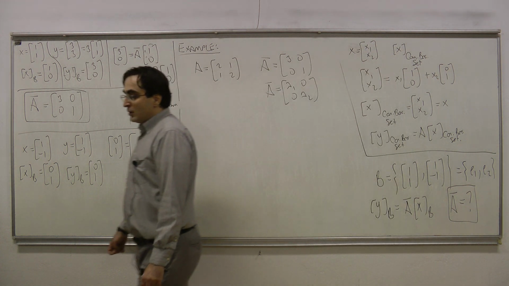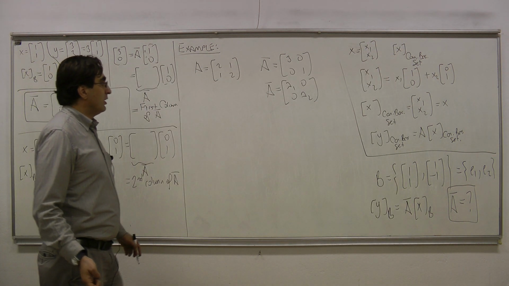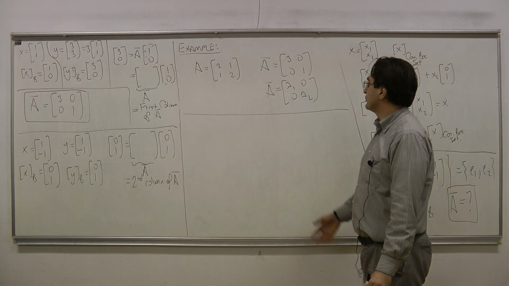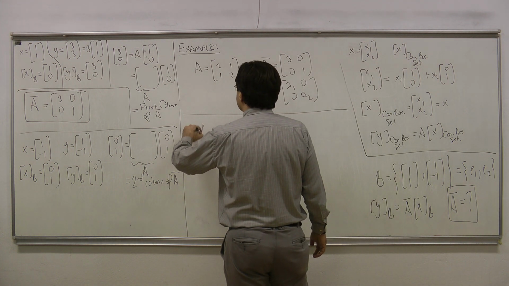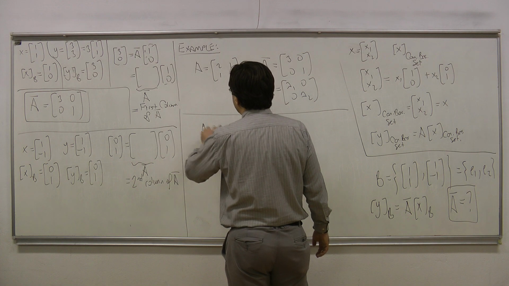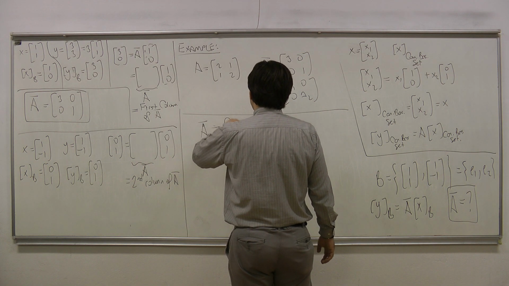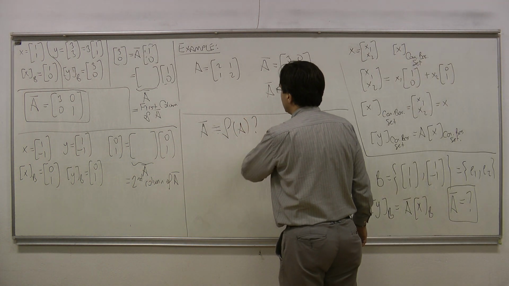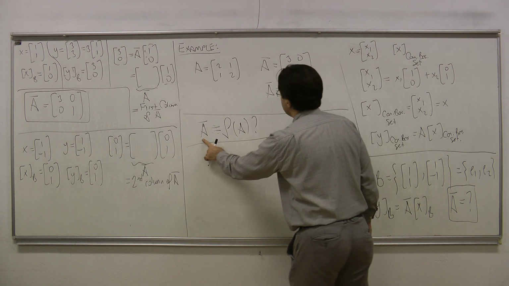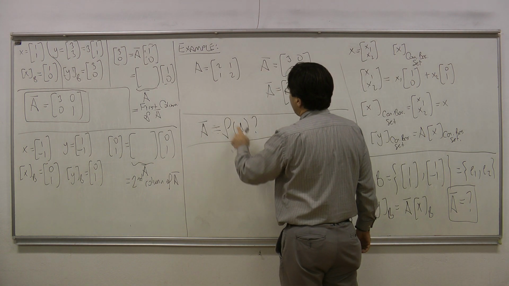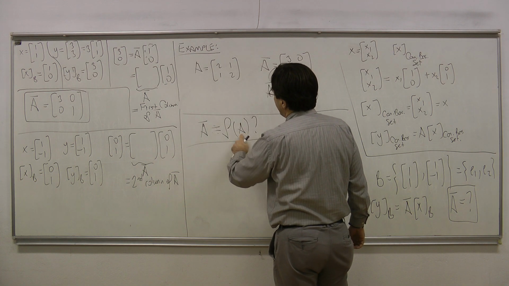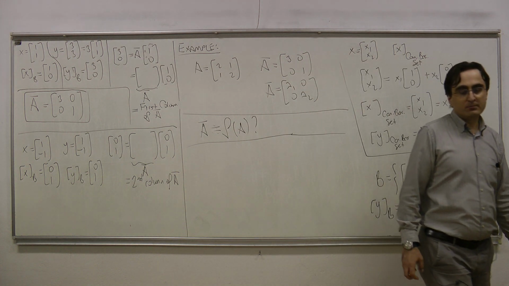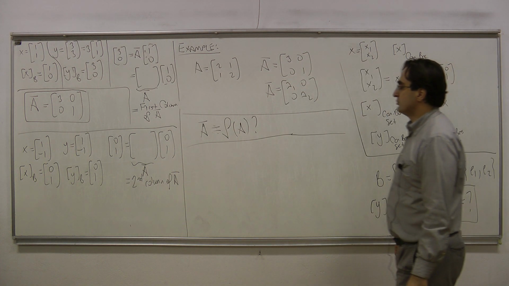So here, I would like to explain this operation in terms of some matrices. I would like to write this A bar, this simpler representation, as a function of A. What would be that function? I would like to relate this A bar to A using some expression. How can I really do that?